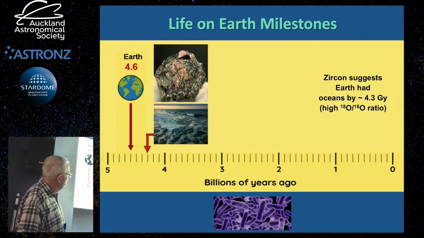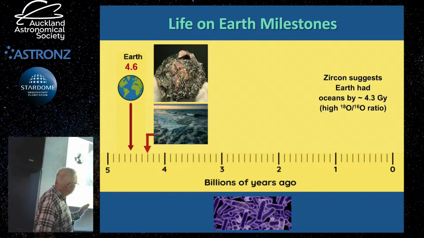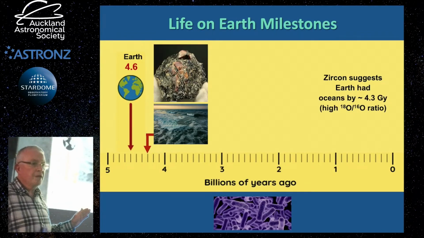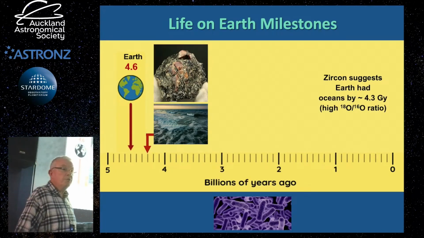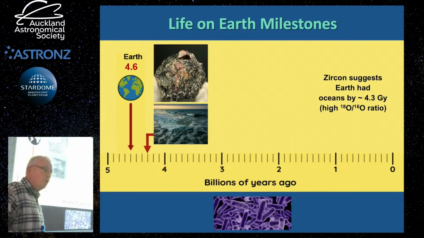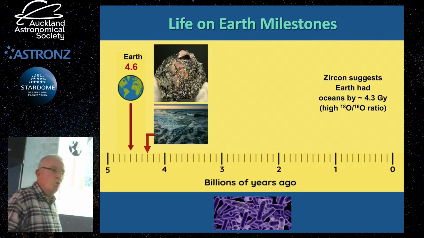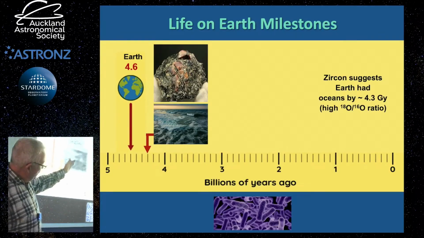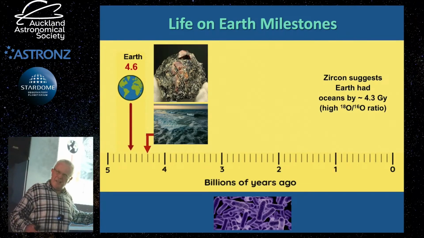So the zircon suggests Earth had oceans about 4.3 billion years ago. In other words, when the Earth was only 300 million years old, water. That would have been most likely, well, there's different sources. I do a little bit of a talk on that, but a lot of it would have come from comets, and some of it would have come from water vapor being outgassed, but we won't worry about that. It's another talk.